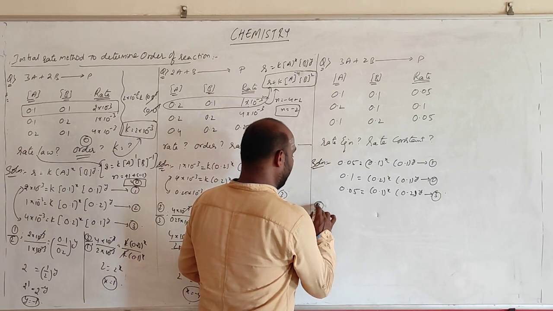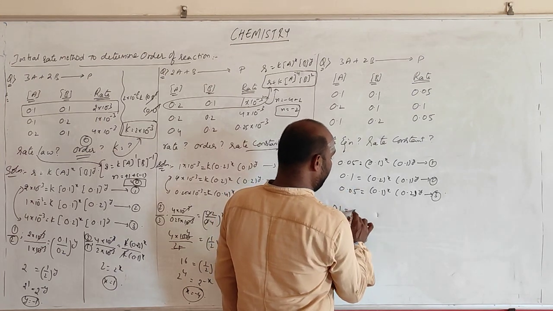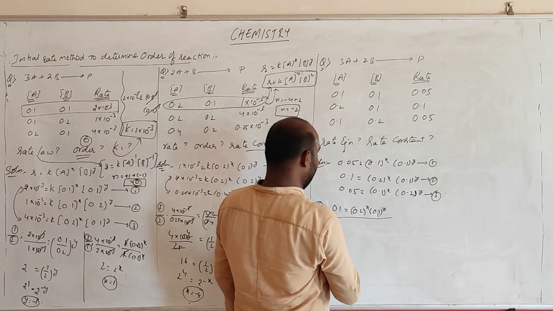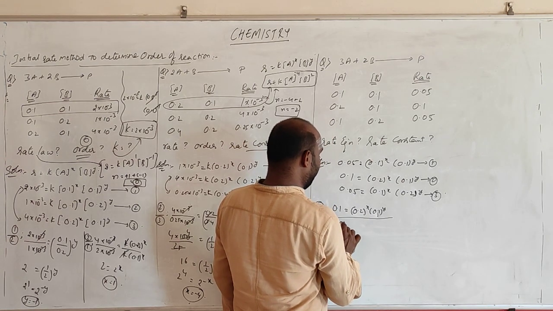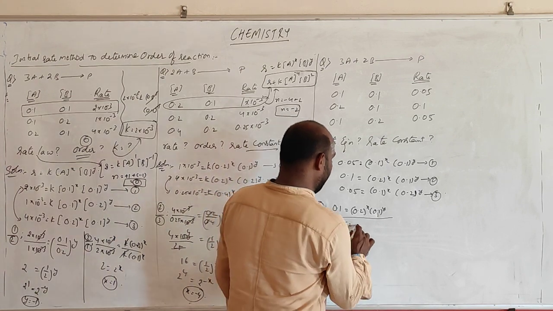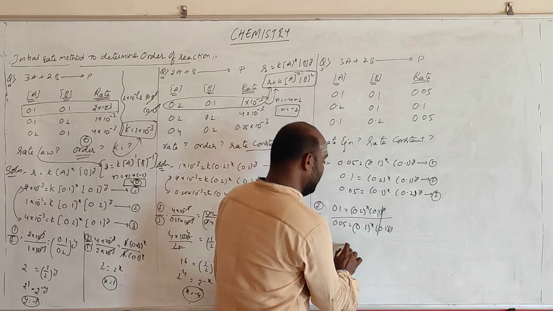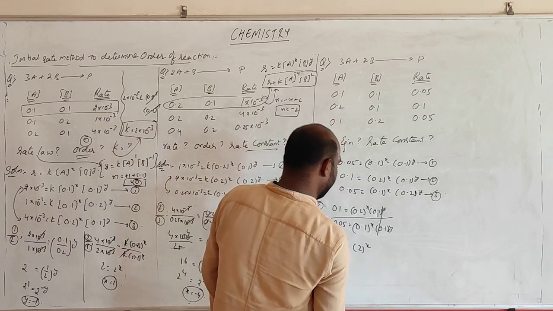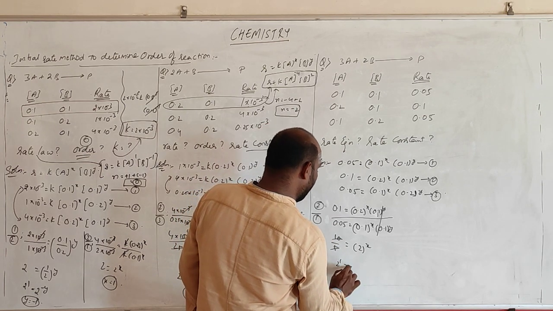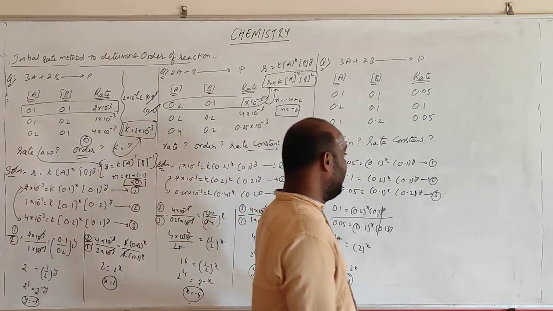If you want to find x by yourself, use equations 1 and 2. I am taking 2 by 1. The second equation is 0.1 is equal to k times 0.2 to the power x, 0.1 to the power y, divided by the first equation, 0.05 is equal to k times 0.1 to the power x, 0.1 to the power y. So this will be cancelled, and it is 2 to the power x equals 10 by 5, which is 2. So 2 to the power 1 is equal to 2 to the power x, so x is equal to 1. This is how you get the value of x.